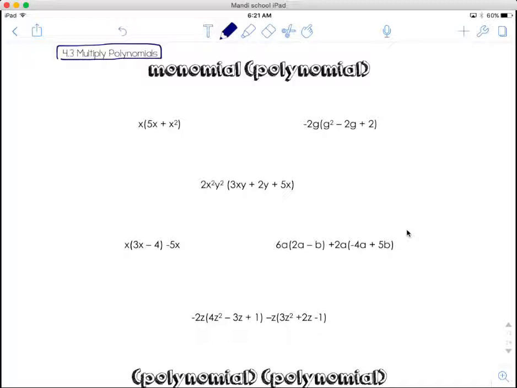Multiplying is really just distributing. And we talked about that when we distributed. We said distributing was really just multiplying. So we're going to do the exact same thing. Take whatever term is on the outside.